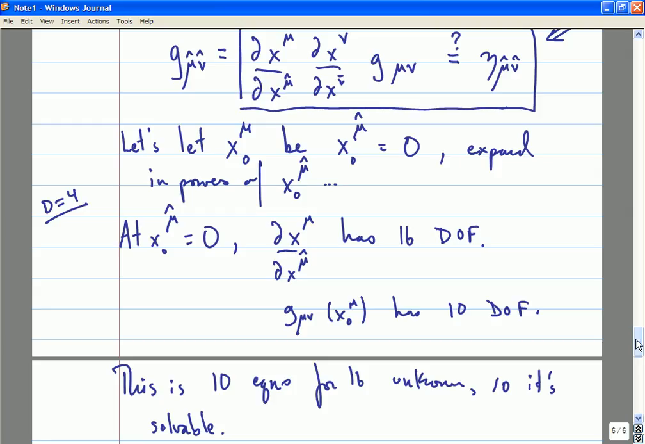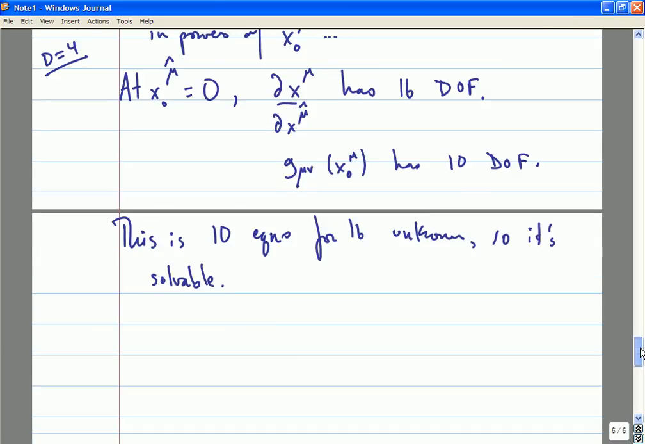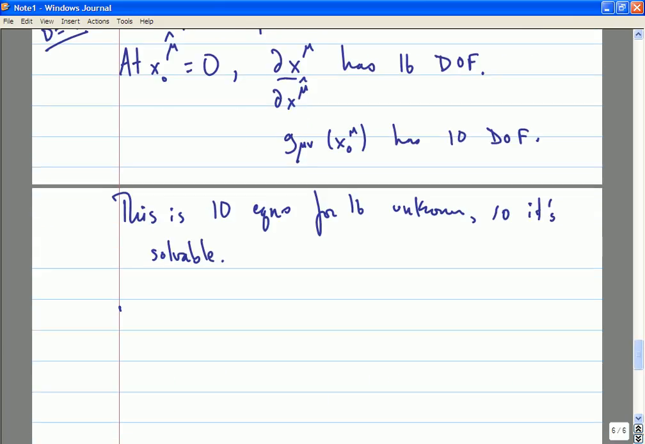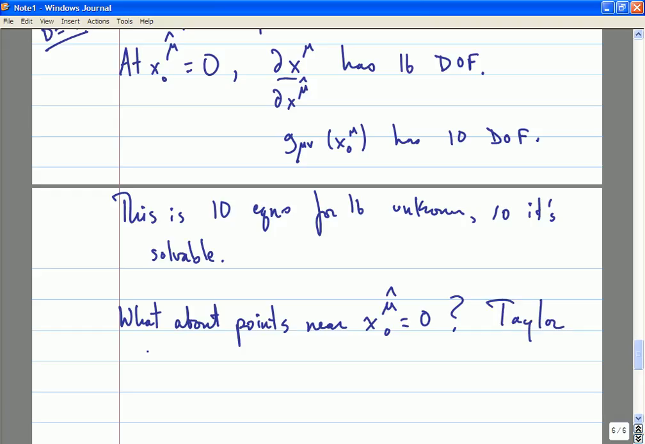So I would like to now take this one step further. So let's ask not about exactly the point x hat equals to 0, but let's ask about points nearby. And so what I would like to imagine doing is Taylor expanding the equation eta mu hat nu hat equals dx mu by dx mu hat dx nu by dx nu hat times g mu nu. And I would like to expand this equation order by order.